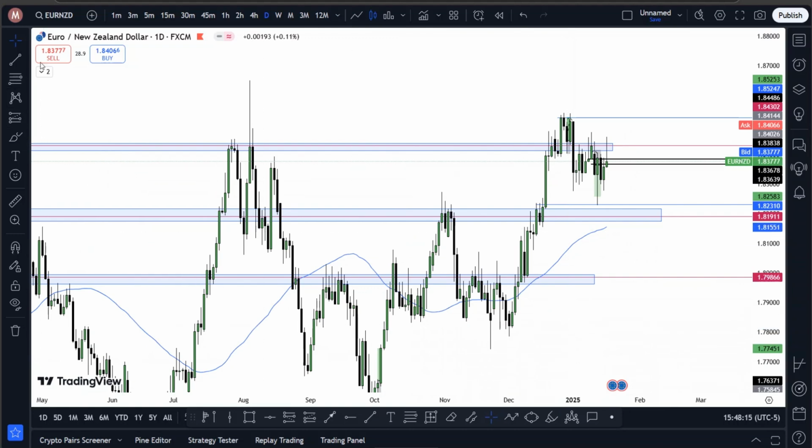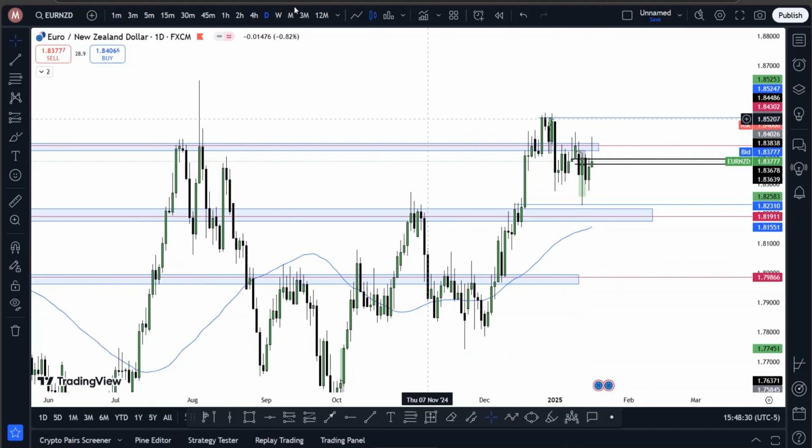Okay, so EURNZD. The trend is bullish, clearly, and if you don't understand that yet, I'm going to explain. But the trade I took is a sell, so that makes it a counter trend trade, okay? And I'm going to explain why I did that.